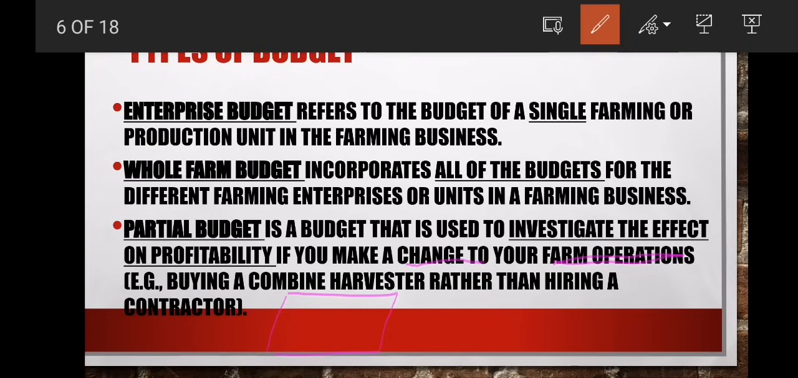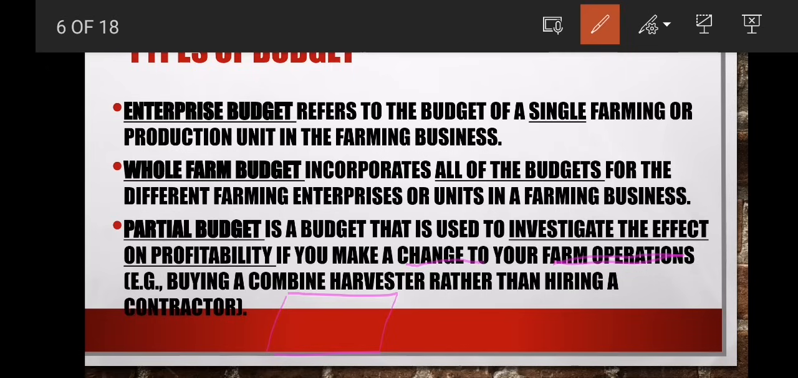Then he can take that budget. But the main thing that you must understand when you talk about a partial budget is that it is a budget that is used to investigate the profitability, if ever a farm changes farming operations. You change from this operation to another operation. Will I make a profit or not? That's when the partial budget will apply. Okay, fine. So make sure that you are able to see that one.